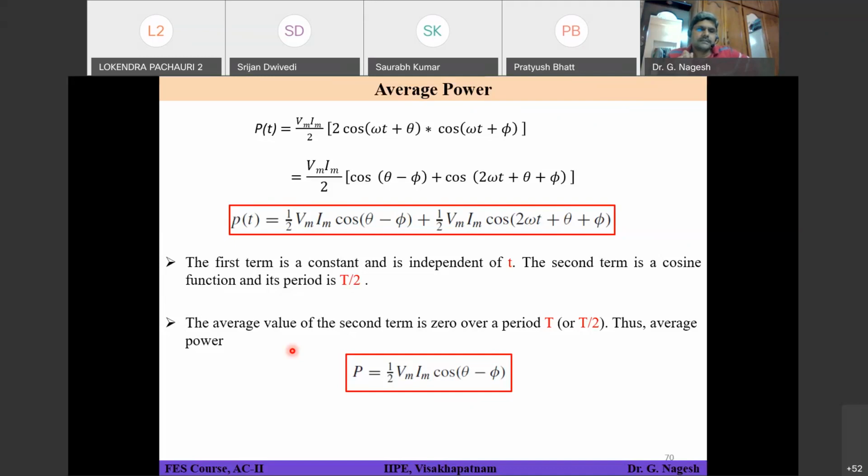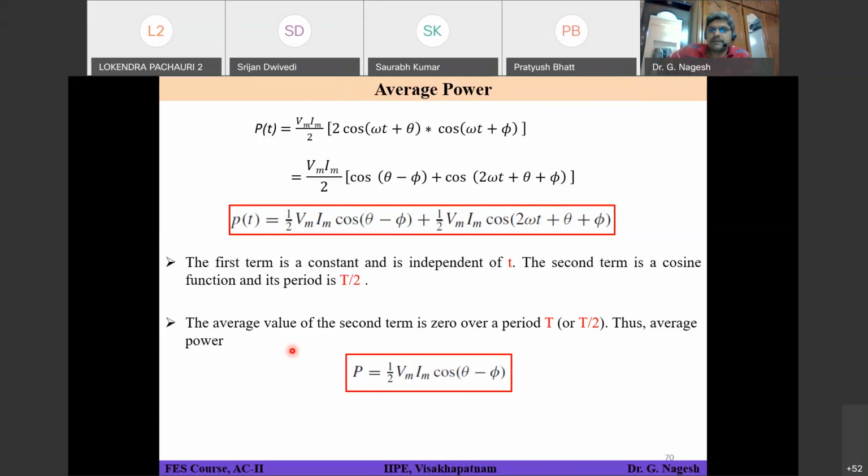I observe that it has only one constant value. That means 1 by 2 Vm Im into cos of theta minus phi. So the average power over one time period is observed to be a constant value. It is not going to depend upon time.